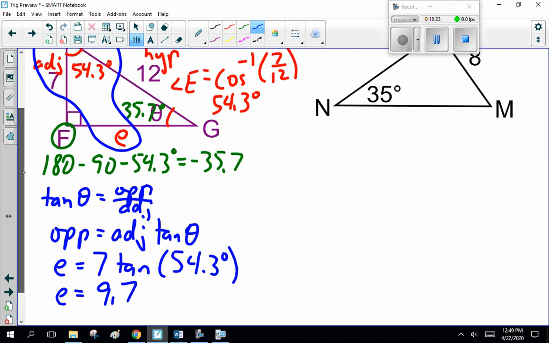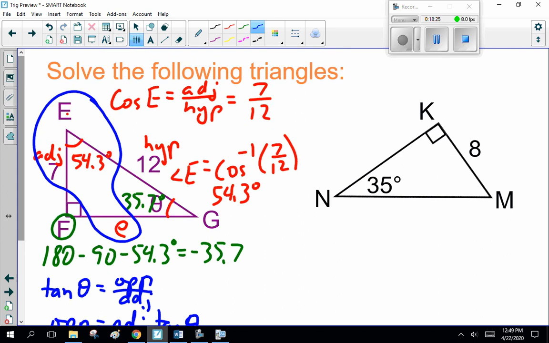Now, I'm going to pause the recording. I want you guys to solve the KMN triangle. Notice I've given you an angle and a side, the opposite side. When you come back, we'll compare answers, and yes, there are several ways to do this. Do one of them, solve it, and figure it out. Remember, we need side M, side K, and angle M. Whatever is easiest for you guys. Okay, pause the recording, let's go.